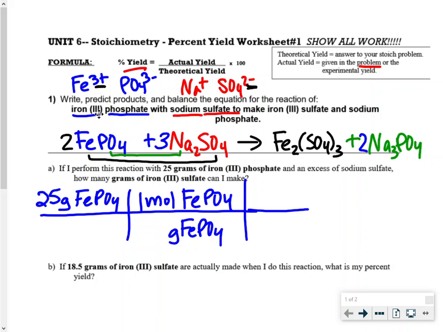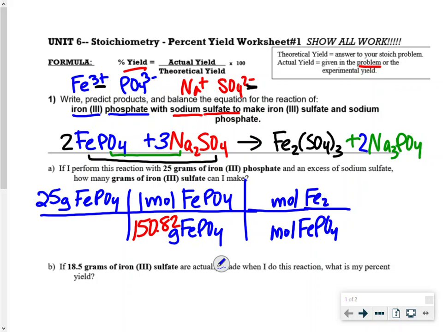Oh, nope, that's not what I want there. Sorry. I'm going to 1 mole of FePO4. Already thinking ahead of my product. Now what's the molar mass of iron 3 phosphate? 150.82 grams. Anybody verify that? Yes, good. That's what we got. Sounds good to me.